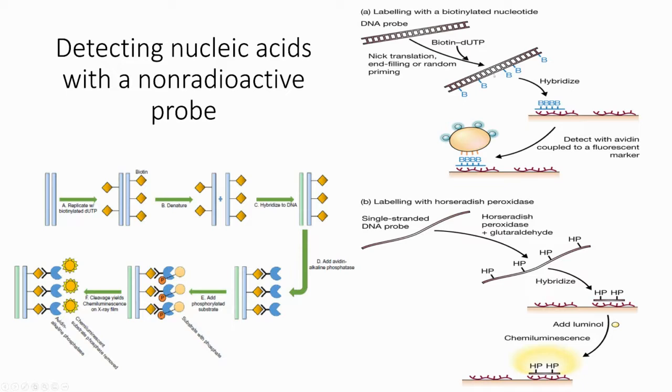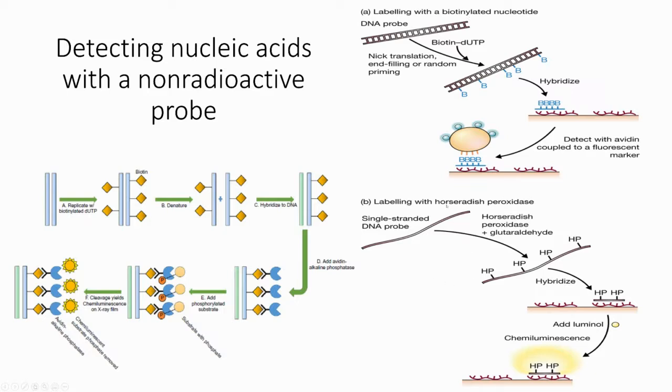From these three different techniques, you have a probe labeled with biotin, and this probe binds to the target. To detect the presence of the binding, you have to add avidin, because avidin can recognize the biotin, and the avidin is also coupled with a fluorescence marker, so that you can recognize the presence of the signal. That's one way, called the biotin-labeled nucleotide.